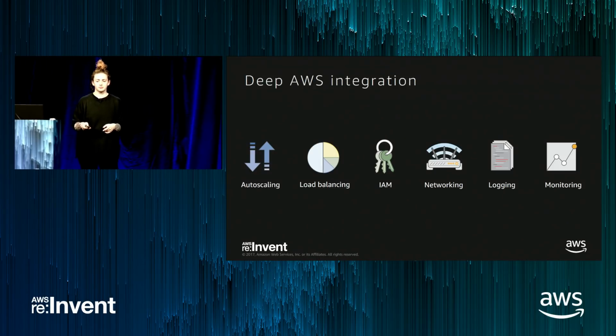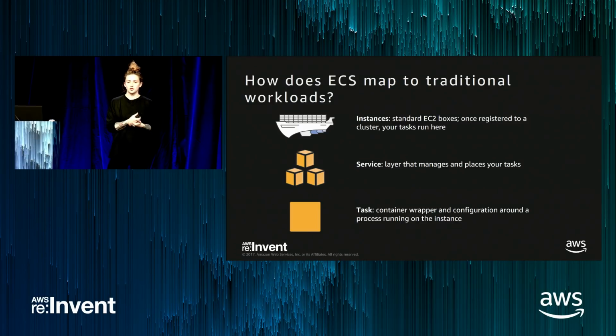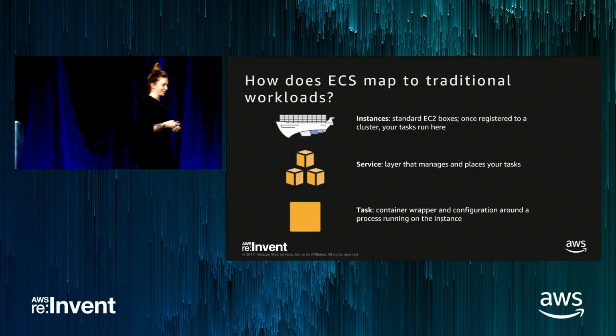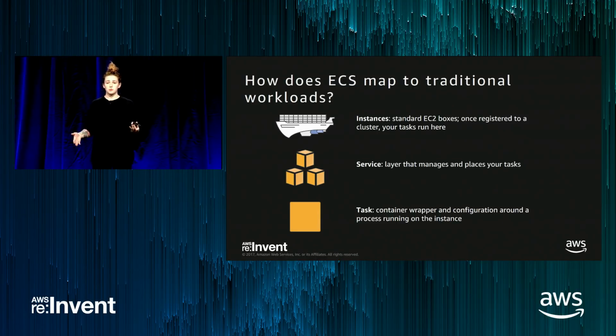So this is what I just talked about. I went out of order. So how does ECS map to traditional workloads? I added this after it was most of the questions that I got afterwards. For a lot of people, this is really new. Working with containers is pretty new. Working with Docker is pretty new. So how does ECS map back to those things that I'm familiar with?